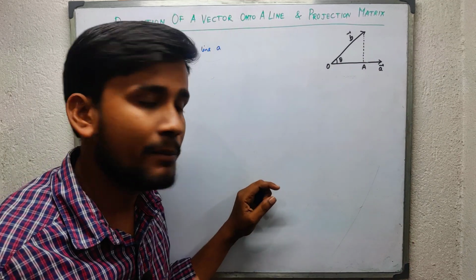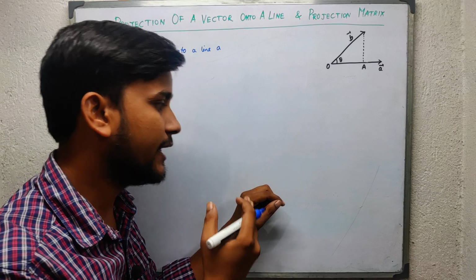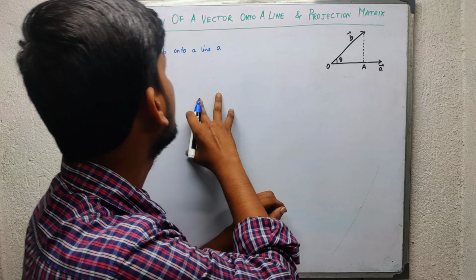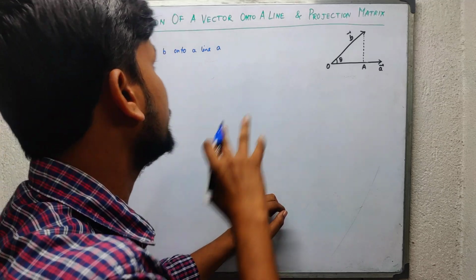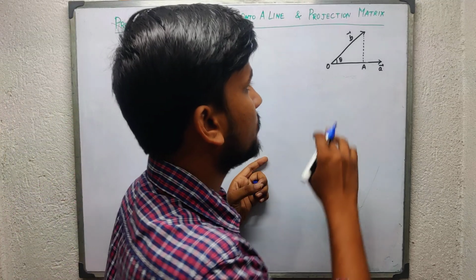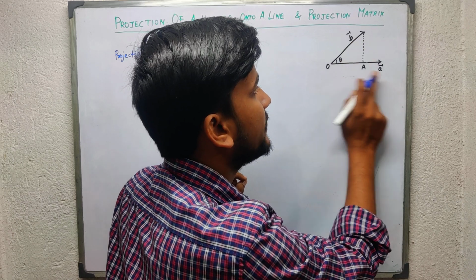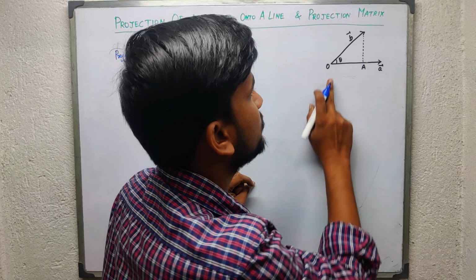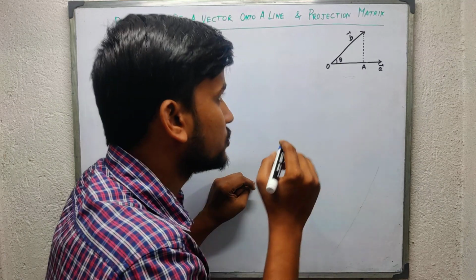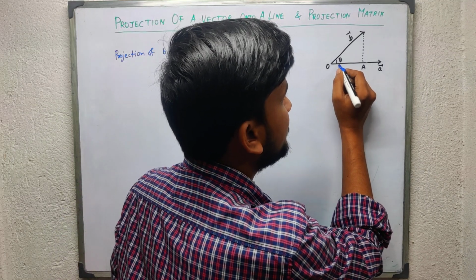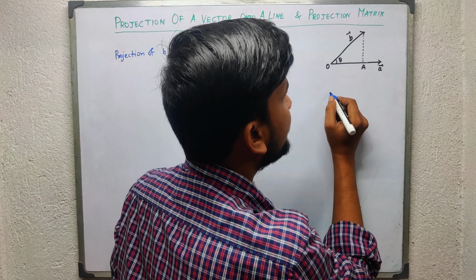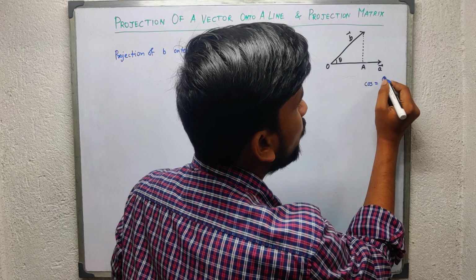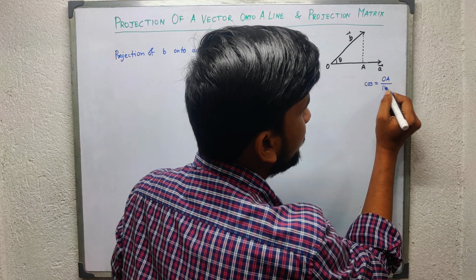So now first we come to some vector concepts, and then we come to linear algebra, because this is the easiest explanation to understand the projection of a vector on a line along a line. Now we see here that this is a b vector and this is a vector in that direction. Suppose this is the origin and the b vector passes through the origin, and let theta be the angle. Then we can easily write that cos theta equals OA by mod of b vector.